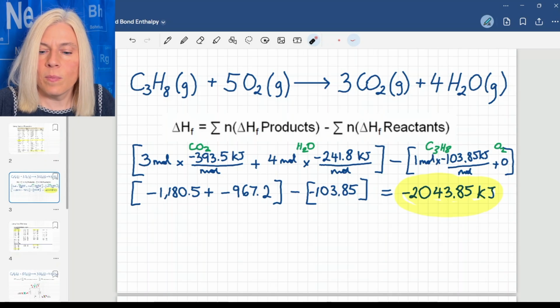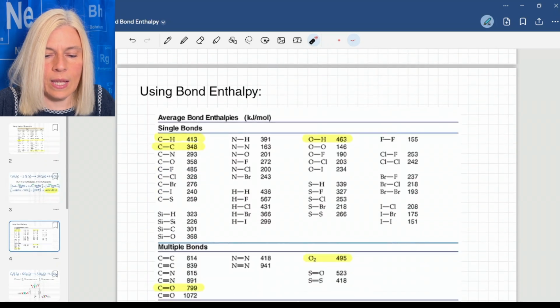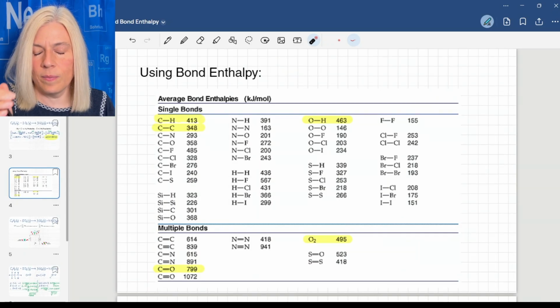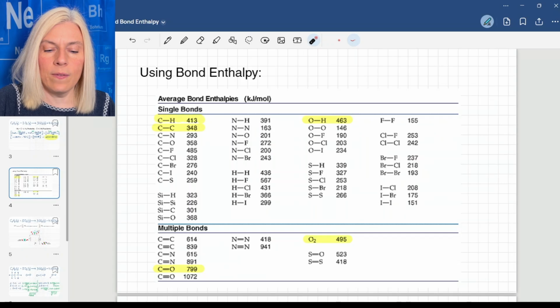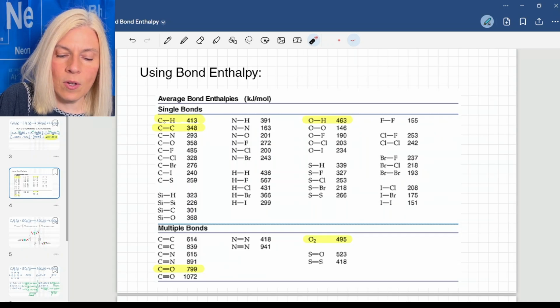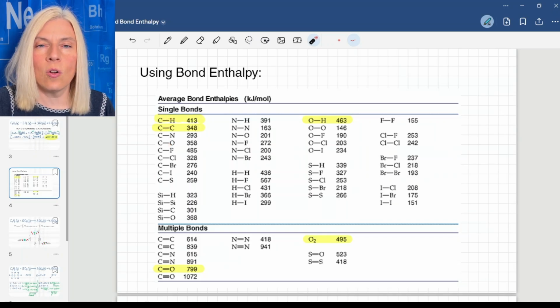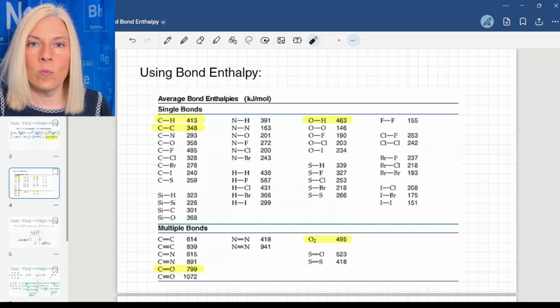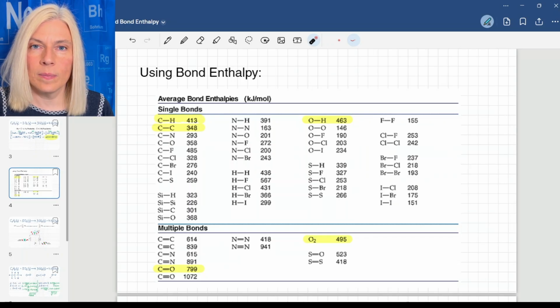What about using bond enthalpy? So what's the bond enthalpy? Bond enthalpy, you get a table from the back of your textbook, and you will have basically the amount of energy required to break the bond. Remember, energy is always required to break a bond. Energy is always released when you make a bond.